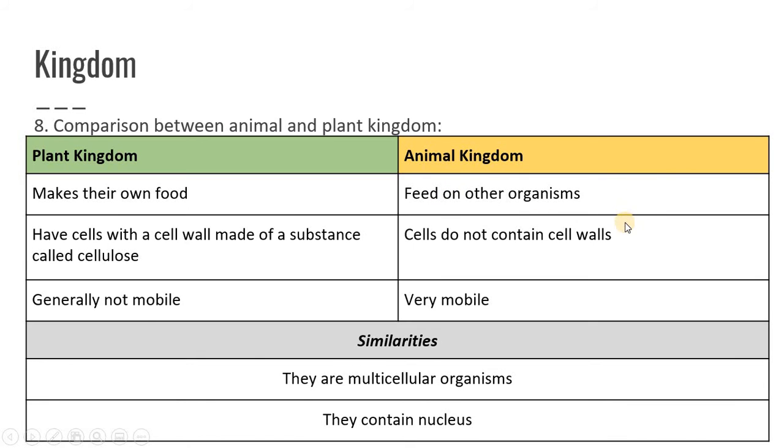Their cells do not contain cell walls. And of course, we know that animals are very mobile. Between the plant kingdom and the animal kingdom, they also have similarities. Both of them are multicellular organisms, and their cells contain a nucleus.